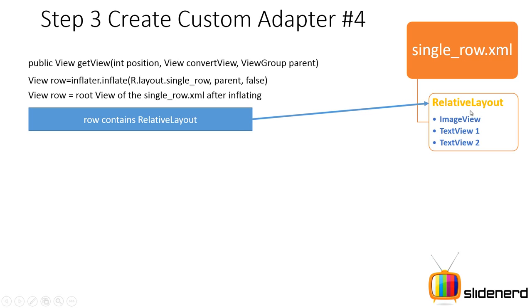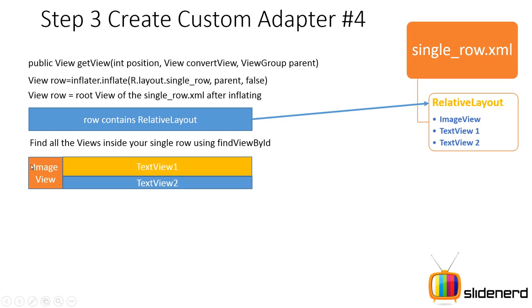Now using this relative layout reference, I'm going to find the image view, text view 1, and text view 2. For that, I can find all the views inside your single row using the findViewById method. Next, I need to set values for each of these depending on the row. Remember, the values differ for each row inside your list view. So here is where you do that.